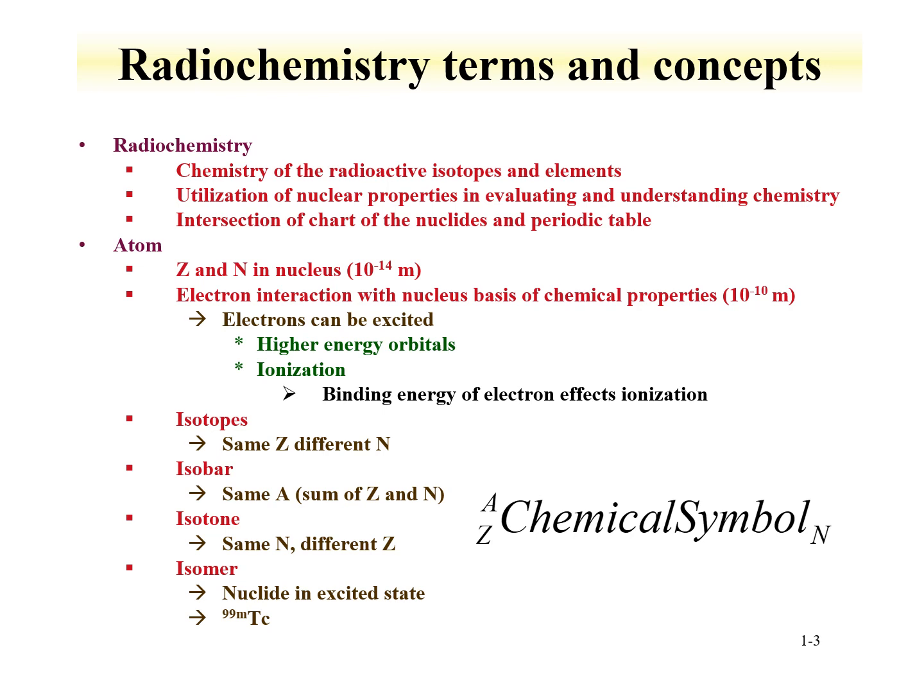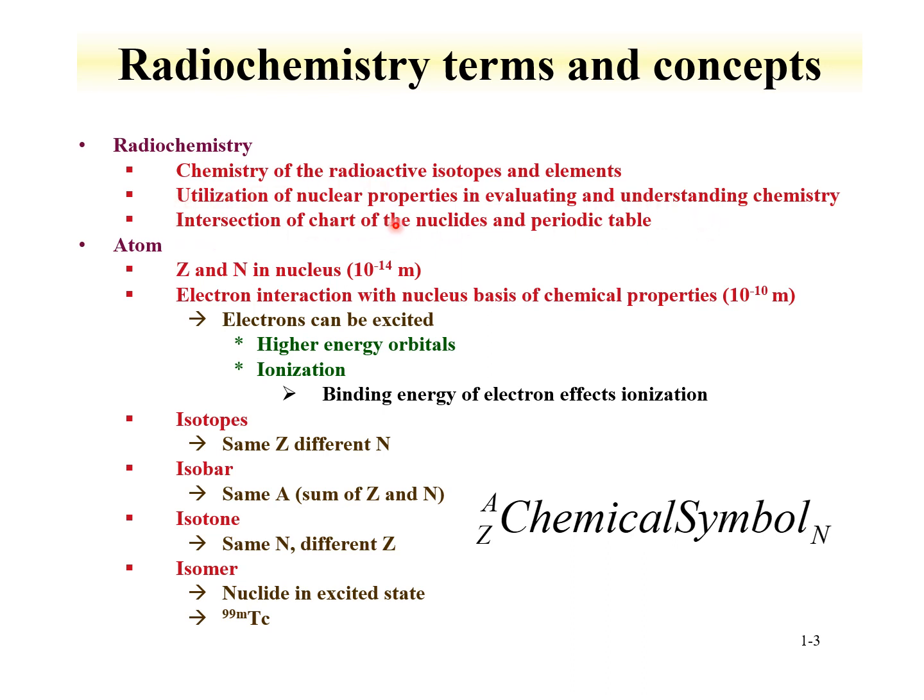So we should start by discussing the definition of radiochemistry. There's a few different definitions people use. One could be the chemistry of radioactive isotopes and elements, utilization of nuclear properties in evaluating and understanding chemistry, and one that I like is the intersection of the chart of the nuclides and the periodic table.